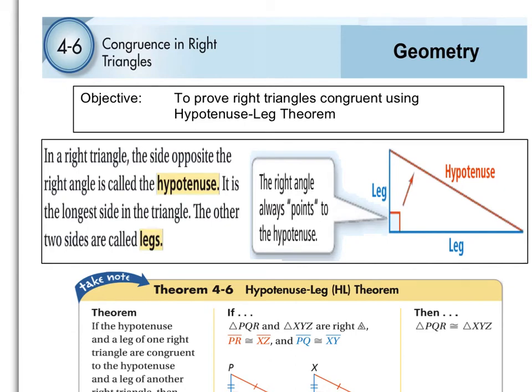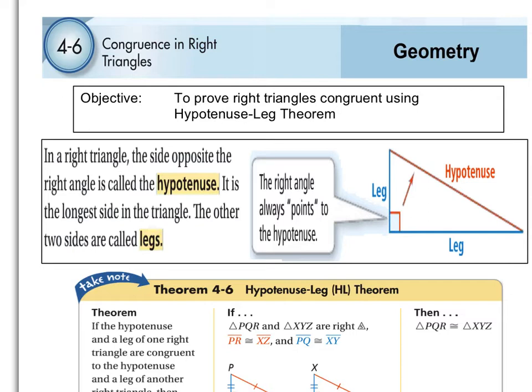This is the introduction to section 4.6, part 1, congruence in right triangles. Okay, so today's objective here is we're going to prove that right triangles are congruent using the hypotenuse and leg theorem. Now, this one's a little bit different because these are a little bit more specifics about what type of triangles we have. You'll notice we're talking about right triangles.